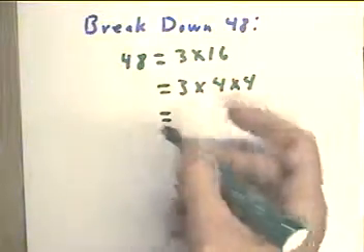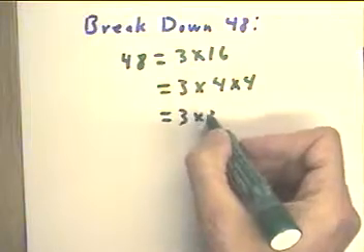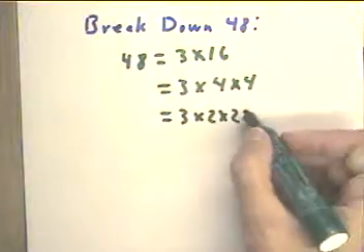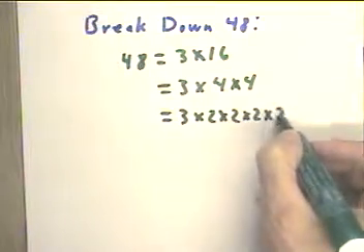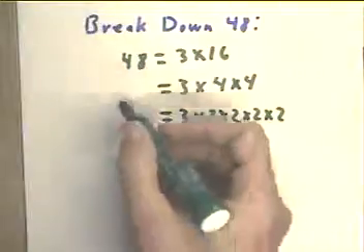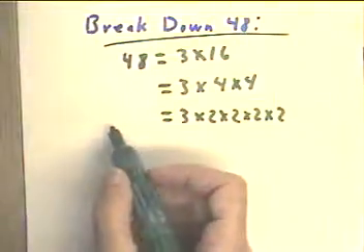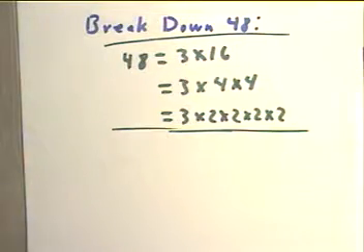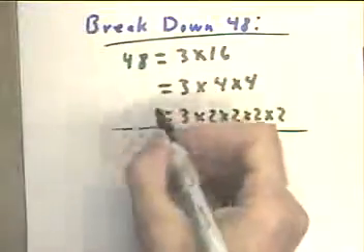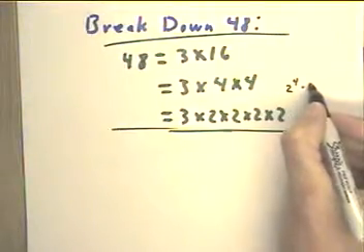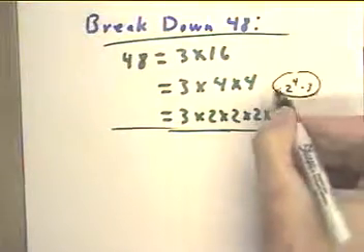Now, can we break a 4 down? Yeah, we can break 4 down into 2 times 2, and since we've broken this 4 down, we might as well also break this one down. And now, none of these numbers can be broken down any further. Now we note that we get 4 2s and 1 3. As a matter of fact, we could write this number as 2 to the 4th power times 3.